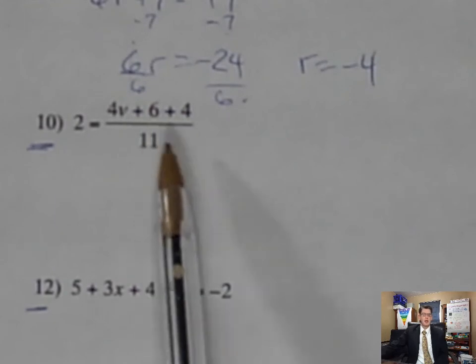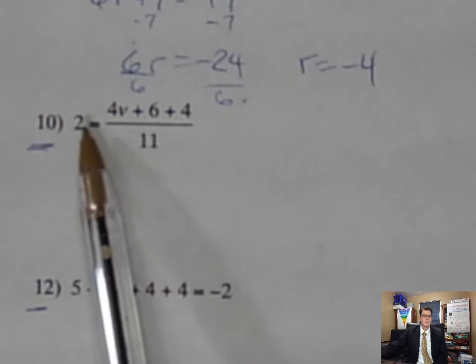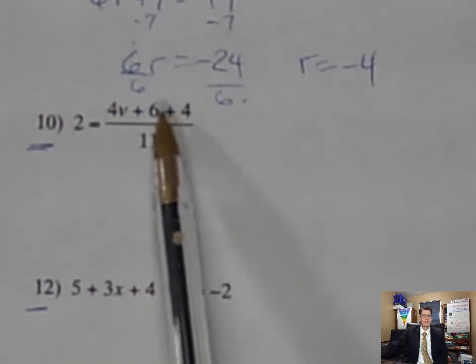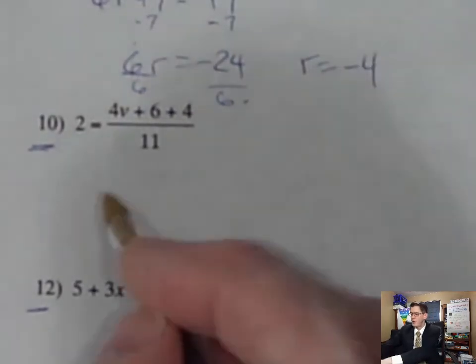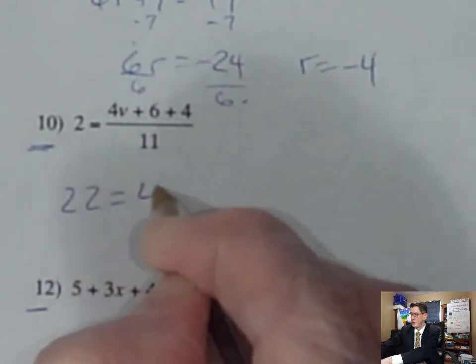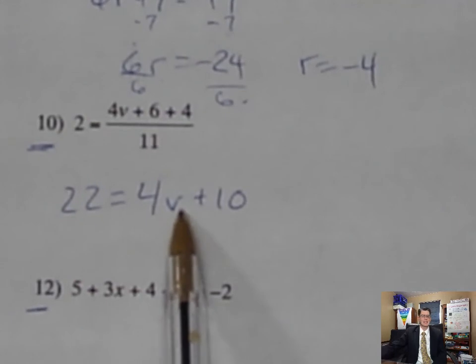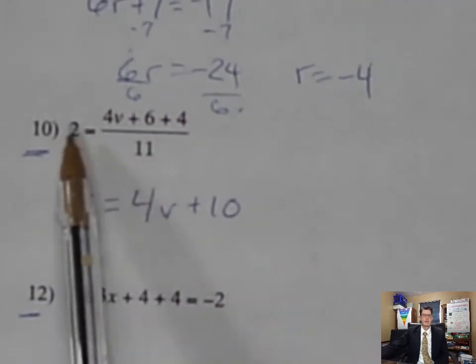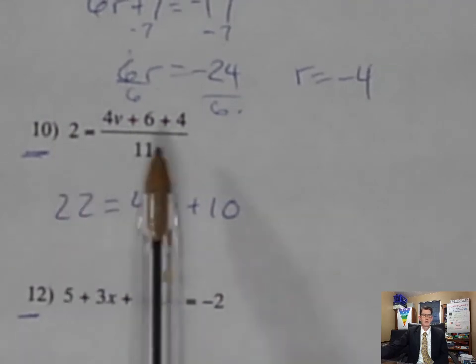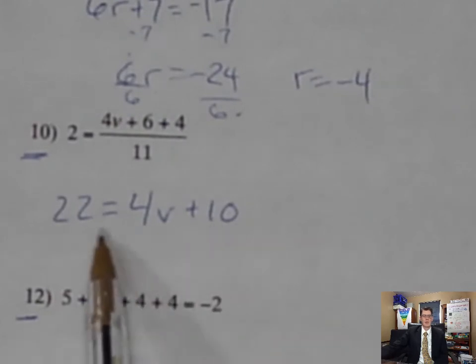On 10, you can choose which way you like to do it. First, you can multiply both sides by the 11 first. Or you can add the 6 and the 4 first. Whichever of those steps first makes most sense to you. When you do that, you're going to end up with 22 equals 4V plus 10. I'm just writing the resultant step that exists by doing these two steps, either the 11 times 2 first, or the 6 plus 4 first, and then the next step. Either way, you'll end up with this.